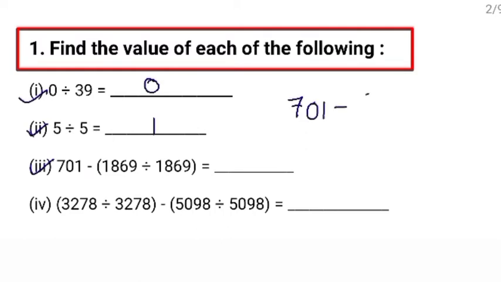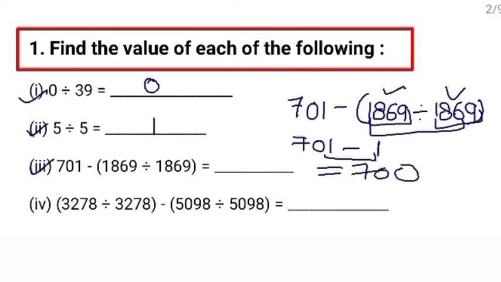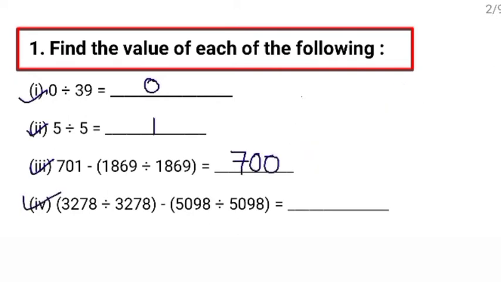Next, third part. 701 minus, 1869 divided by 1869. Again, according to BODMAS, firstly you will solve this bracket. 701 minus, when you divide the same whole numbers, like you are dividing 1869 by 1869, what do you get? 1. Right? Now subtract this 1 from the 701, you get 700. So your answer is 700.